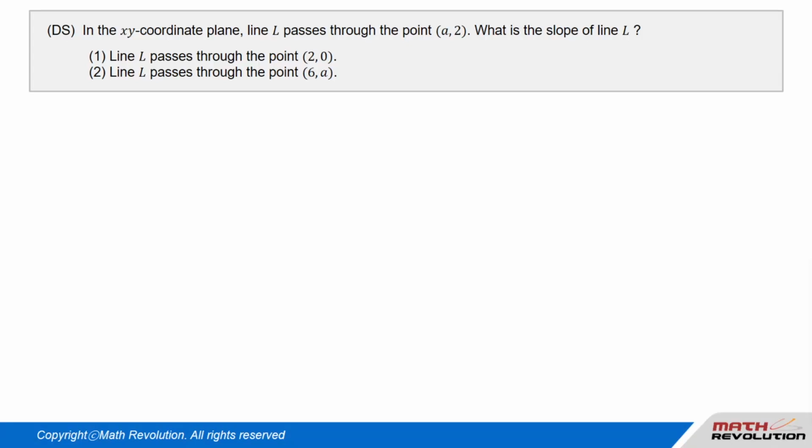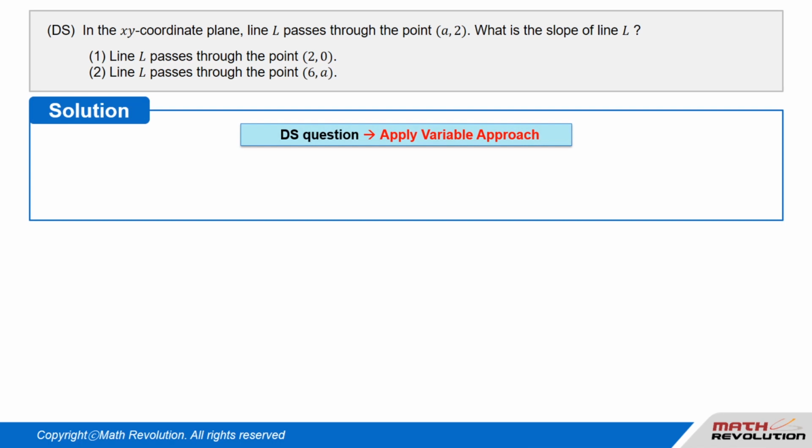Question: DS. In the xy coordinate plane, line L passes through the point (a, 2). What is the slope of line L? Condition 1. Line L passes through the point (2, 0). Condition 2. Line L passes through the point (6, a).